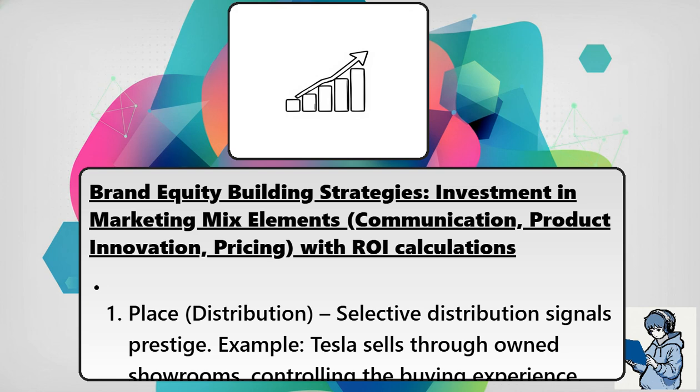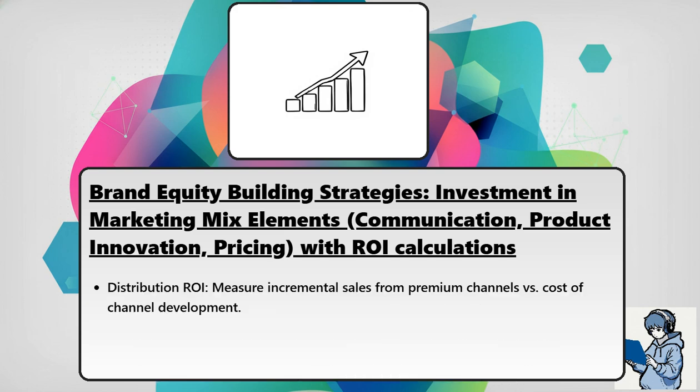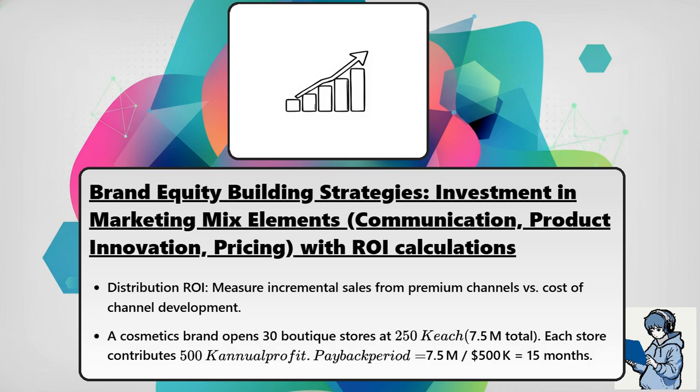3. Place, distribution. Selective distribution signals prestige. Example: Tesla sells through owned showrooms, controlling the buying experience. Distribution ROI: measure incremental sales from premium channels versus cost of channel development. A cosmetics brand opens 30 boutique stores at $250,000 each, $7.5 million total. Each store contributes $500,000 annual profit. Payback period equals $7.5 million divided by $500,000 equals 15 months.